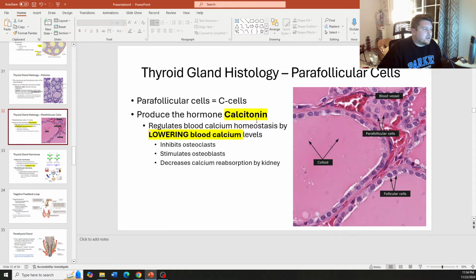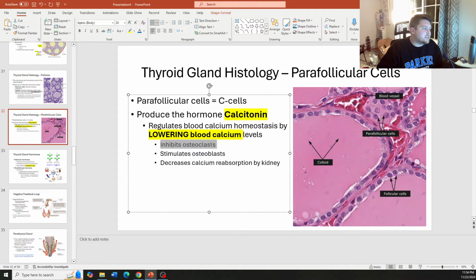The way that calcitonin lowers the blood calcium: it inhibits osteoclast cells and stimulates osteoblast cells. If you remember back, osteoblasts, blasts build, clasts break it down. So we stop bone from being broken down and we stimulate bone building. We also decrease the amount of calcium that we're reabsorbing in the kidney. Calcitonin does all of those things.